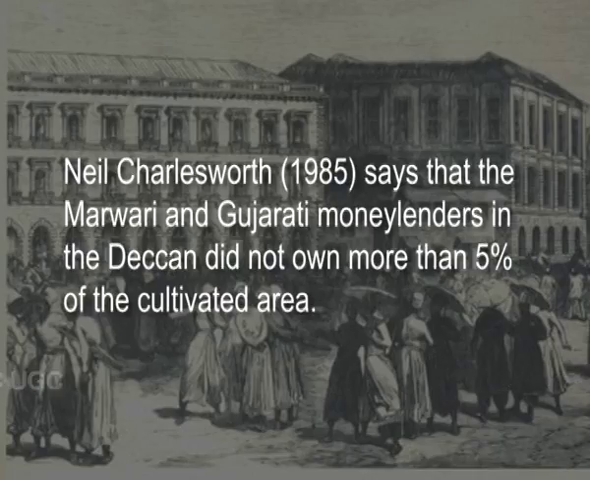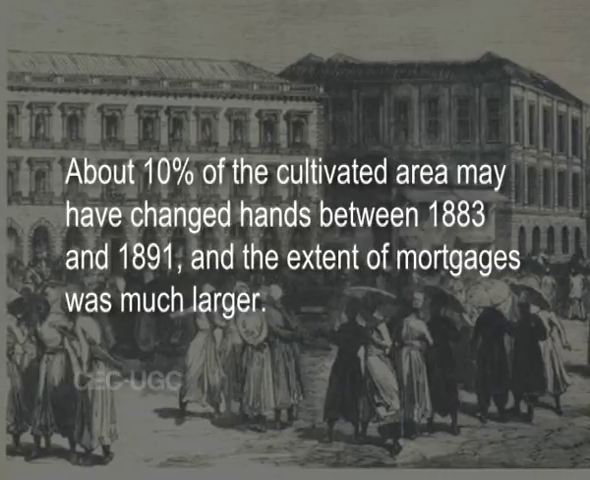Neil Charlesworth, in his study, points out that Marwari and Gujarati moneylenders in the Deccan did not own more than 5% of the cultivated area. He says that 10% of the cultivated area may have changed hands between 1883 and 1891, and the extent of mortgages was much larger. That is, if a peasant failed to pay off his debt, he did not part with his land, but he again mortgaged it. He again took a loan, borrowed money. So this land still belonged to him, theoretically belonged to him.